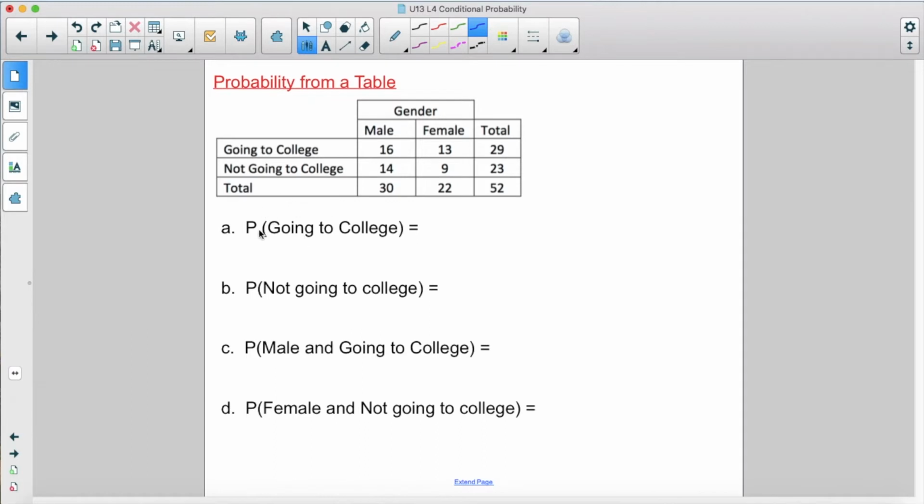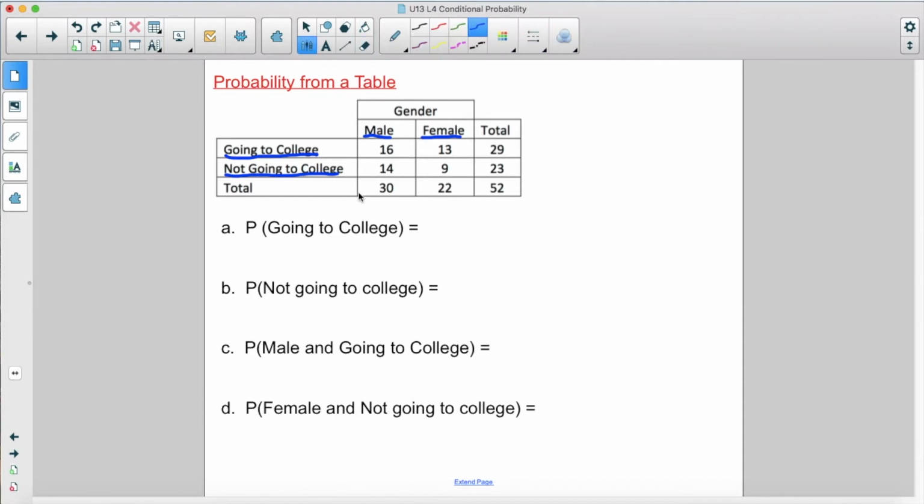All right, so part A says the probability of someone going to college. I just want to talk about this for a second. In this table, there are 2 things going on. We have male and female, and we have going to college and not going to college. We also have the totals of each. So this total here would be 16 plus 13. That's how we got that 29, okay?